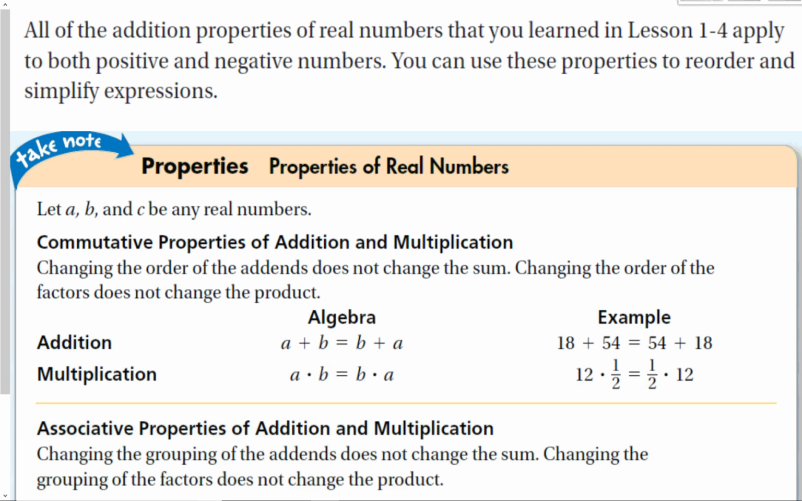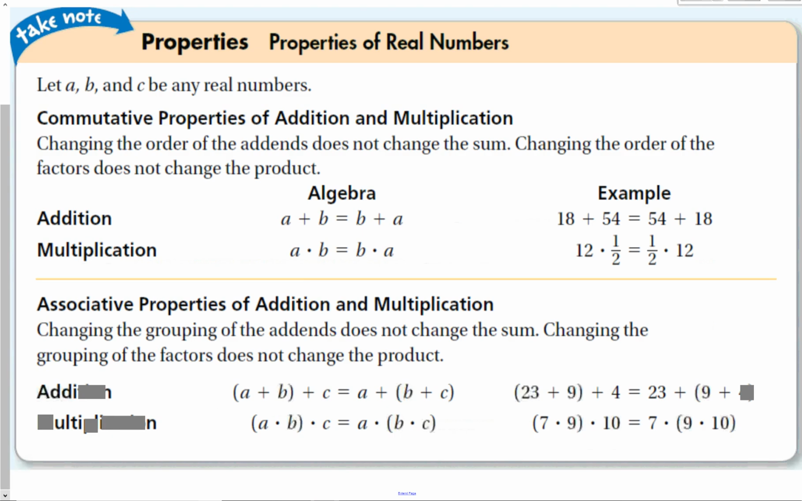Okay? So all of my addition properties of real numbers apply for both positive and negative, provided that we hold the signs the same. So the two major properties we talked about in the last lesson were the commutative and associative, and we just saw that the commutative property can work with negative numbers, provided I keep the signs the same. And the same thing with the associative properties. As long as the signs of these terms do not change, then these properties will still work with addition or subtraction.